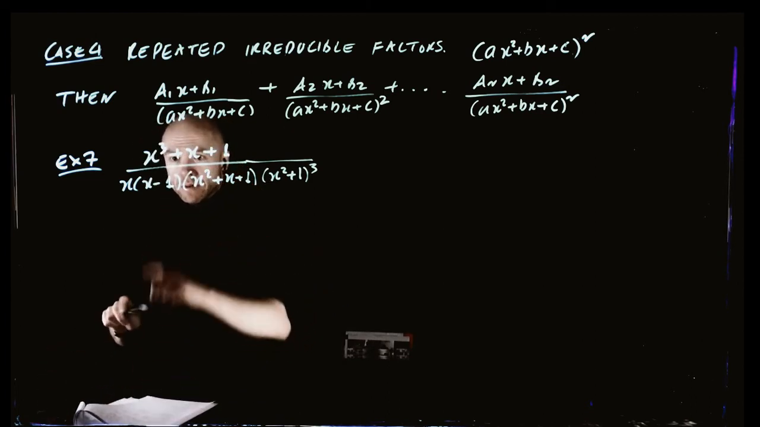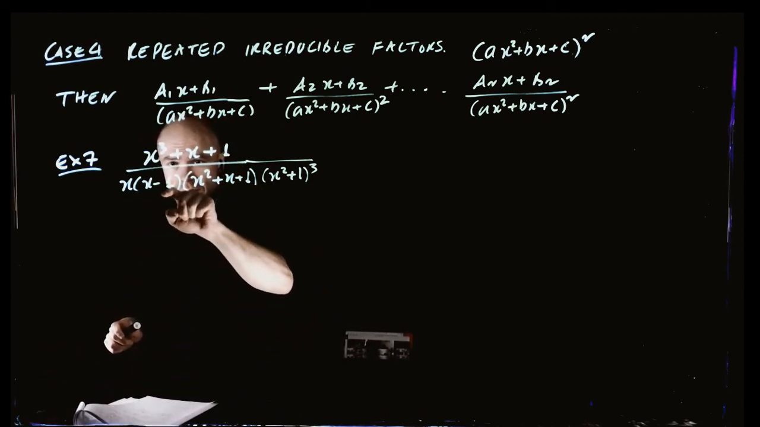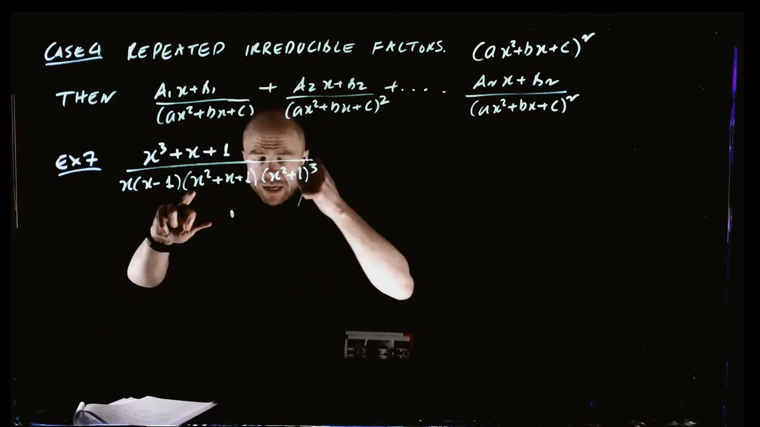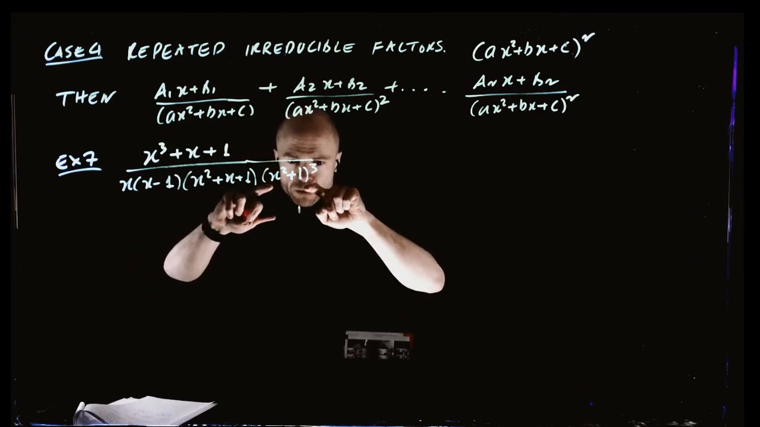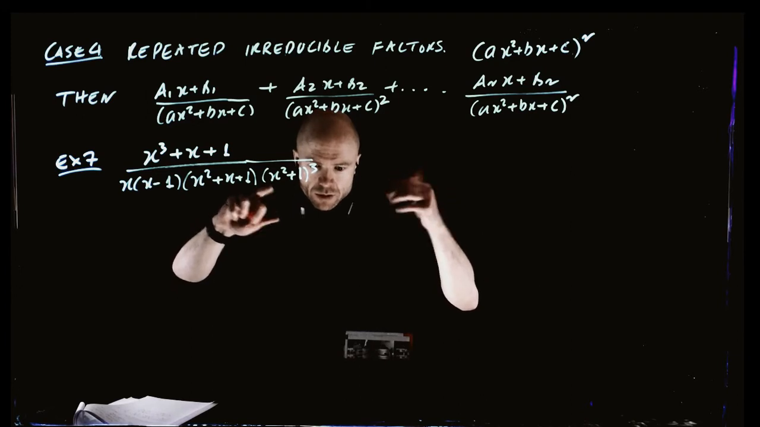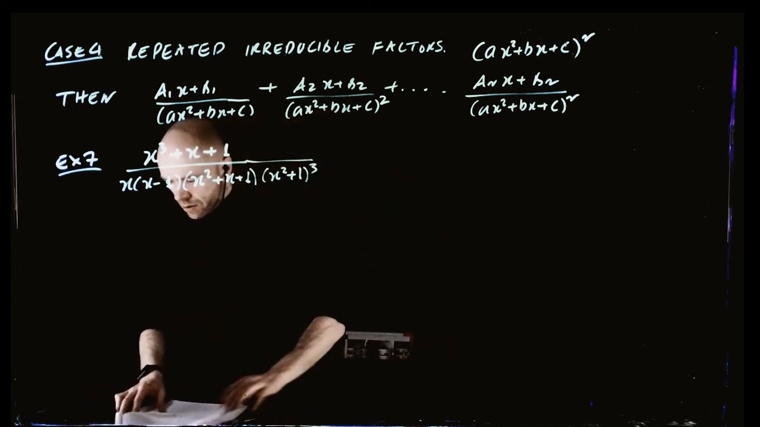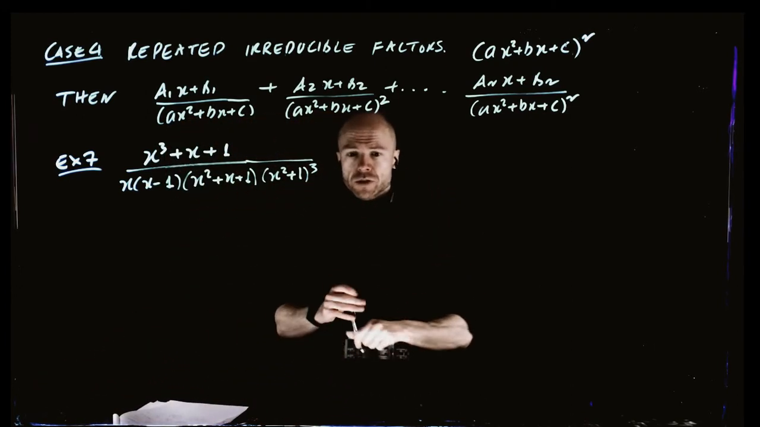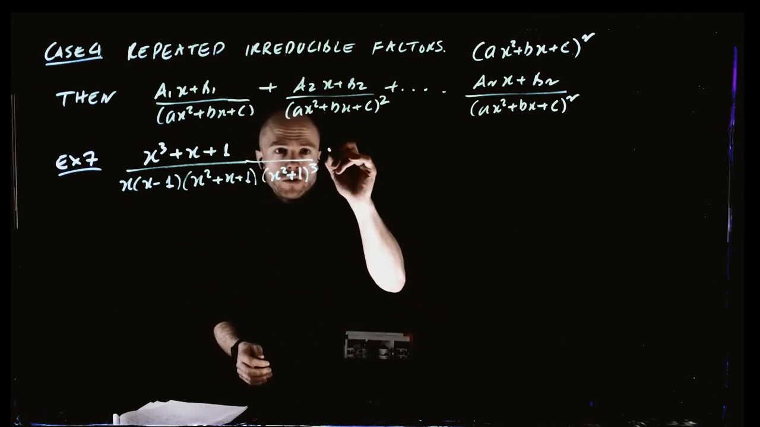So what do we have? We have a linear and a linear. So these are two linear. This is an irreducible quadratic to the power 1. This is an irreducible quadratic to the power 3. Yeah? We're going to put all of these pieces in our decomposition using all of our rules that we know.